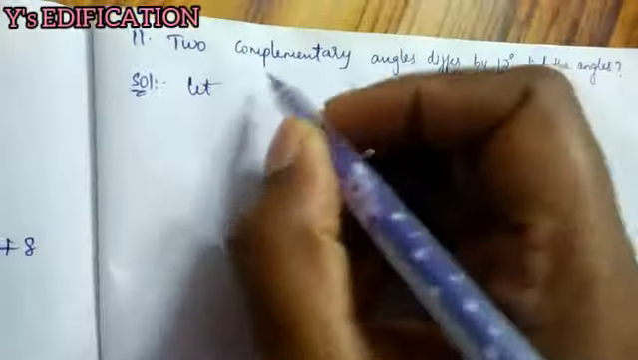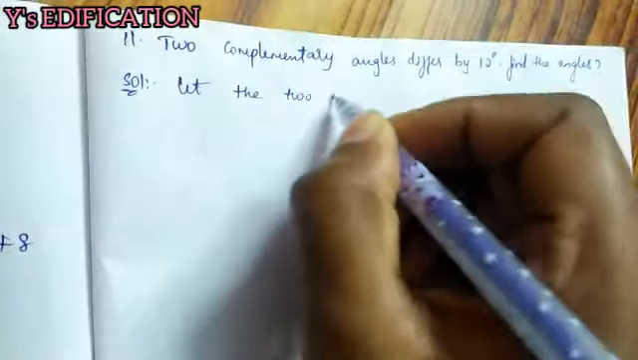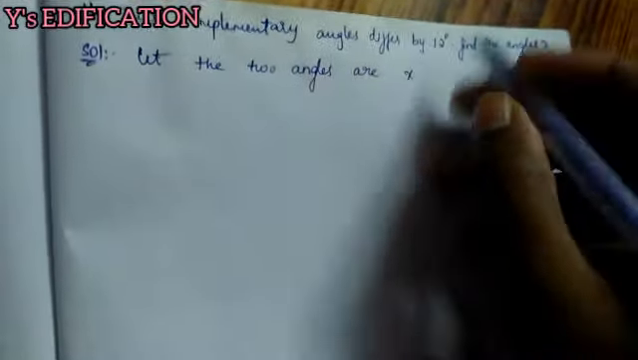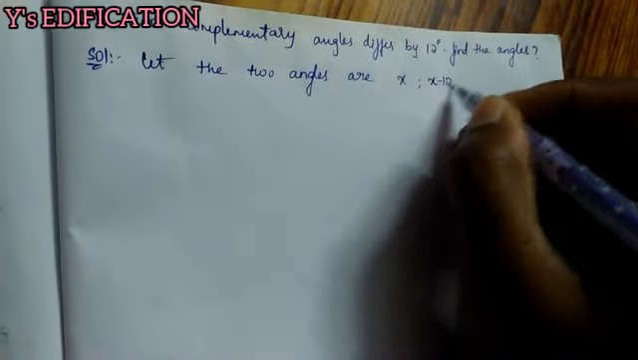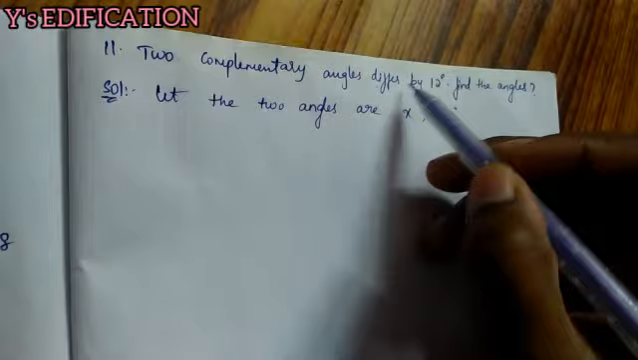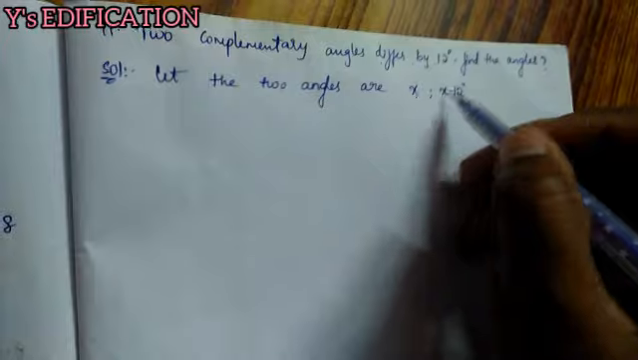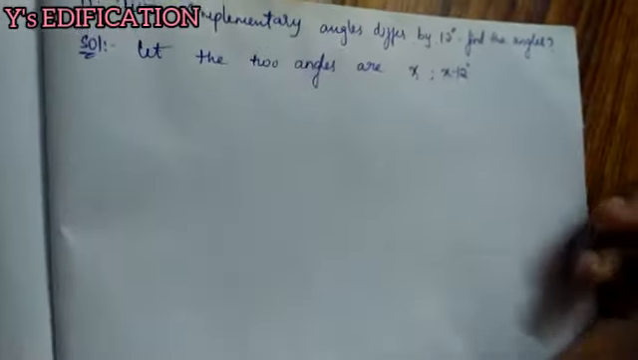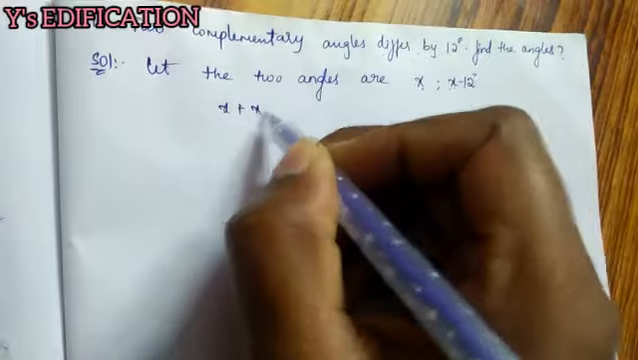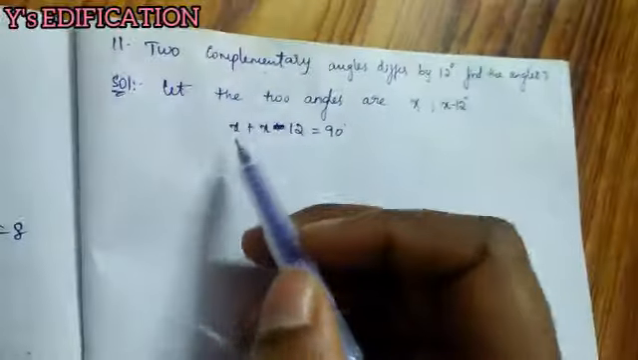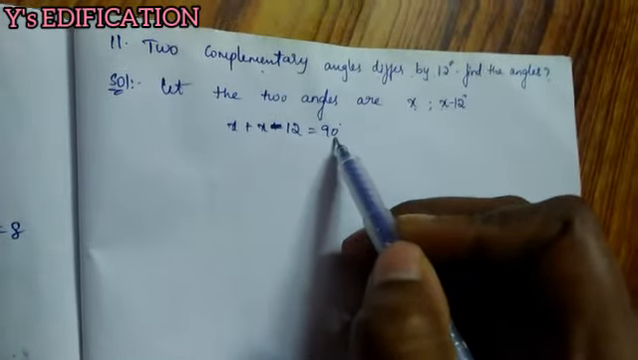So for two complementary angles, let one angle be x, and they differ by 12 degrees, so the next one will be x minus 12. If the first number is x, the second number is x minus 12, because they have a difference of 12. So when we add these two numbers, we should get 90 degrees, because complementary means when we add two angles, the sum is 90.